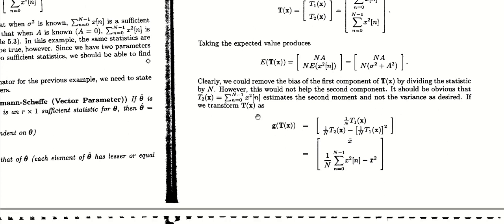Then you get, clearly we cannot remove the bias of the first component of T(x) by dividing the statistic by N. Okay, but this will not help the second component. It will be obvious that T2 estimates the second moment and not the variance.